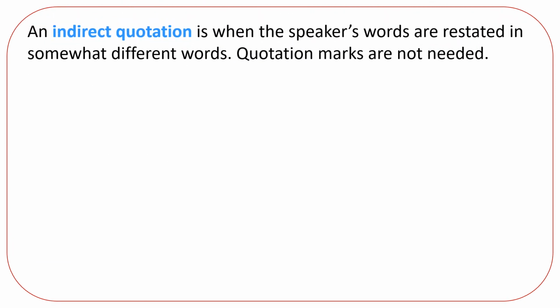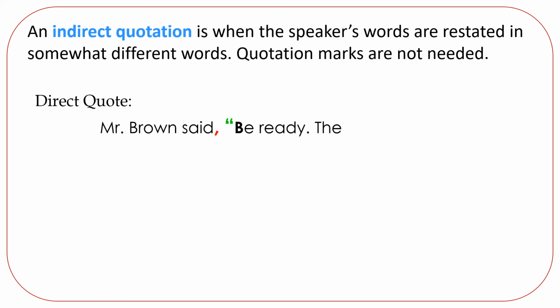An indirect quotation is when the speaker's words are restated in somewhat different words. Quotation marks are not needed because it's not a direct quote. A direct quote would be, "Mr. Brown said, 'Be ready, the bus is leaving at 8.'" Those are his exact words, "Be ready, the bus is leaving at 8."